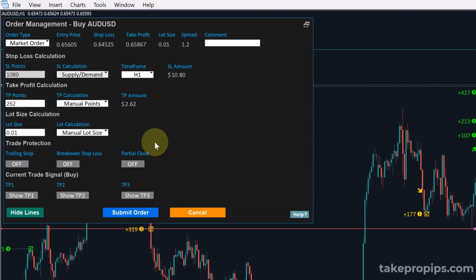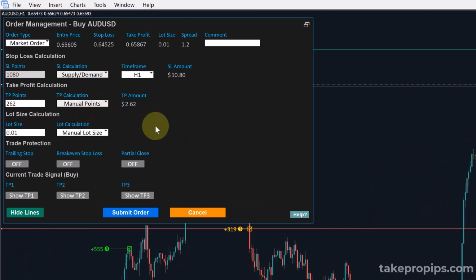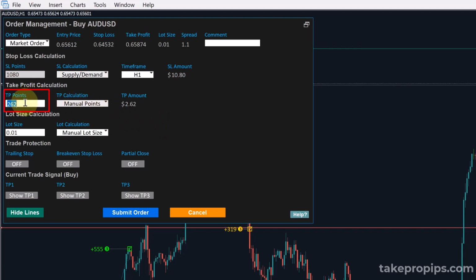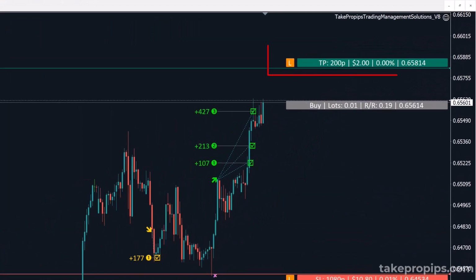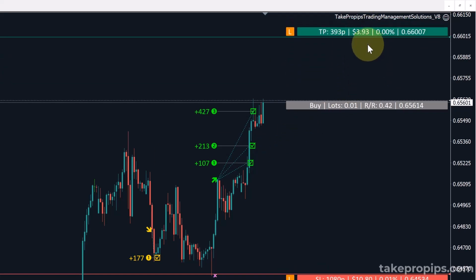The first method is manual points. This is pretty direct. You choose a specific point in the market to take your profit. Say you enter a trade, and you decide that if the price moves 200 points in your favor, you want to take your profit and close the trade. That's manual points. You set the exact profit point yourself. You can also adjust the take profit manually by dragging the green line on this chart.